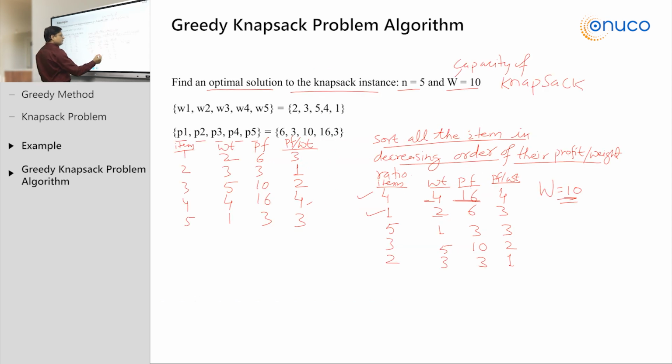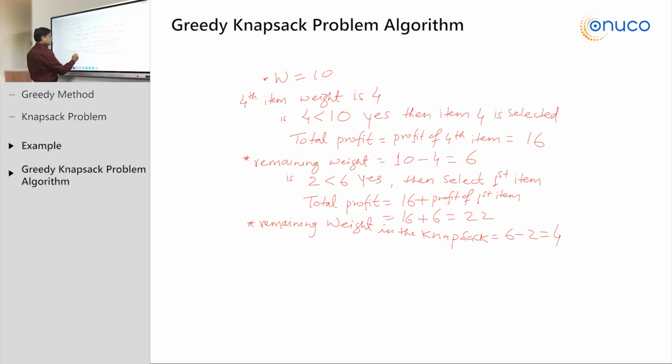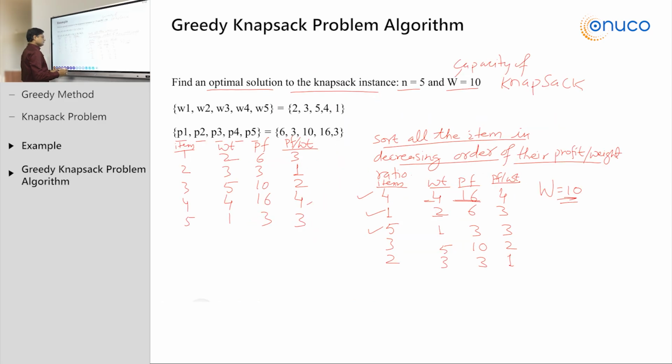What is the next profitable element? It is the 5th item. And what is the weight? 1 kg. What is the profit? 3. So let us see that. Is 1 less than the remaining weight, 4? 1 is less than 4. Yes. Select which element? Select the 5th element as well.